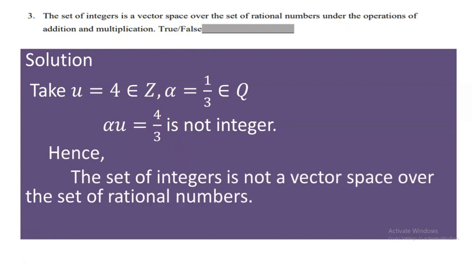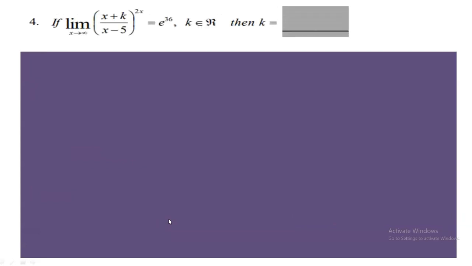So our conclusion is going to be the set of integers is not a vector space over the set of rational numbers. So what we need to write in the fill in the blank part is false, because you have been asked to write either true or false. That is it.